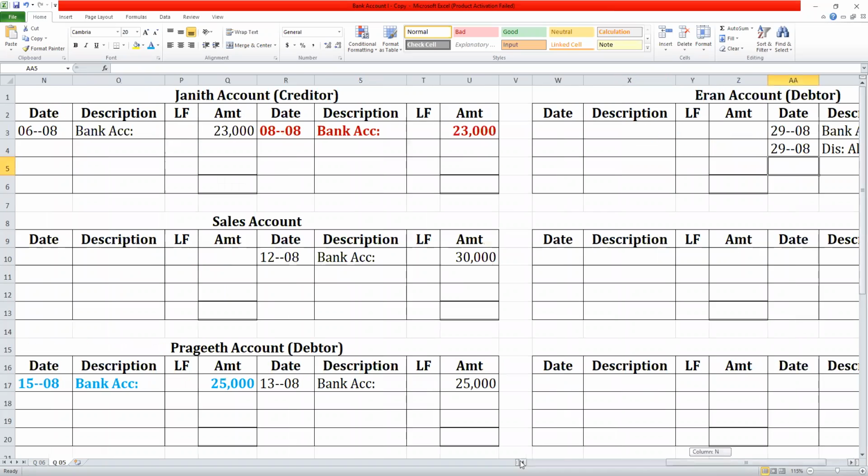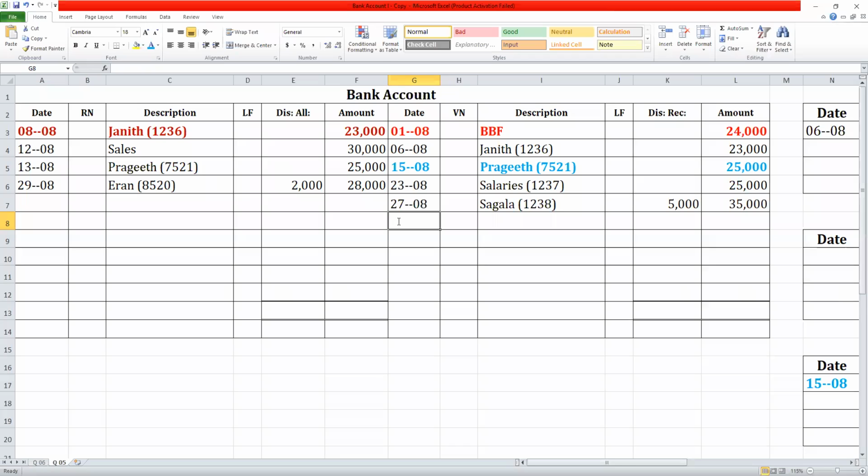Okay, finished. Good. The next one is on 30th of August, purchases, check number 1239. Amount is 29,000. Credit the bank account.